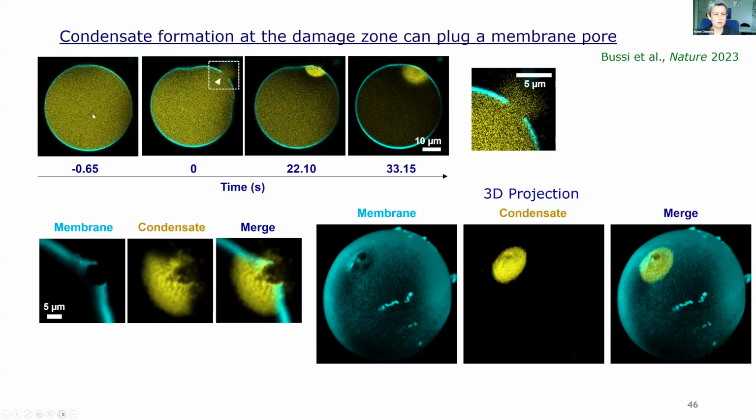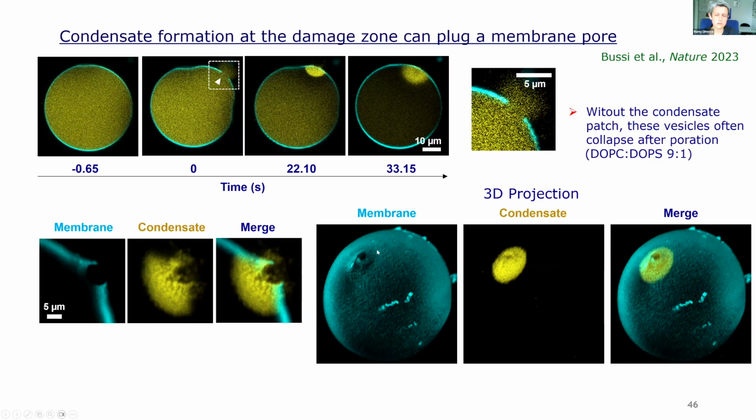But if you record individual snapshots, you see the pore formation, you see the condensate formation, where the protein concentrates here. And then if you do a three-dimensional image of your pore, you see for your vesicle the hole completely plugged by the condensates. And these vesicles would actually collapse if they don't have the condensate to stabilize them.